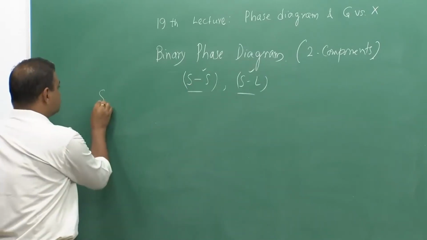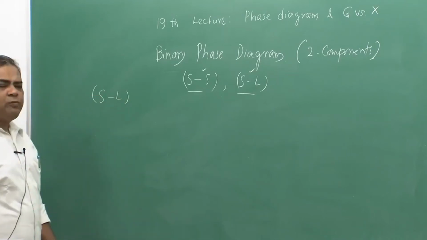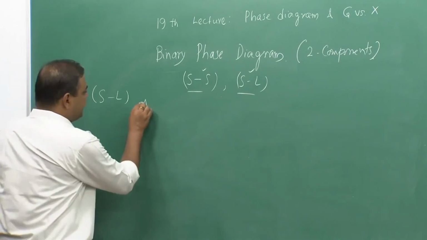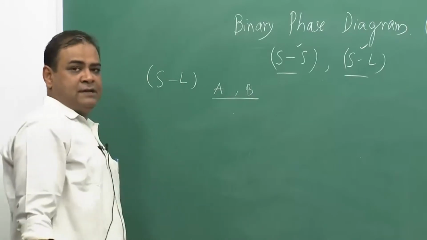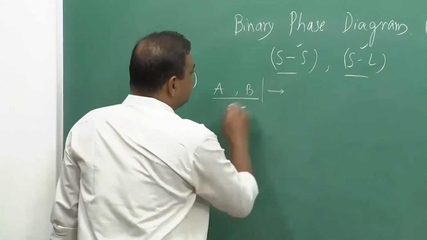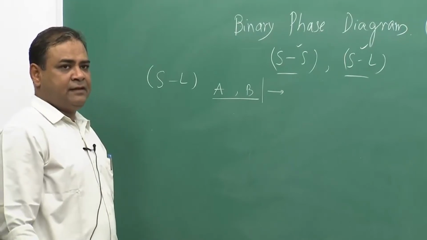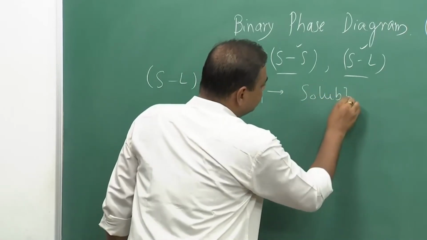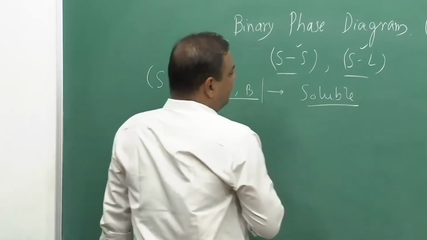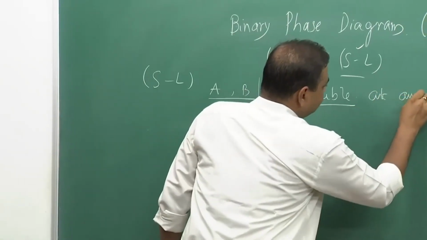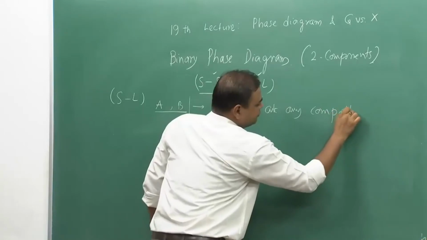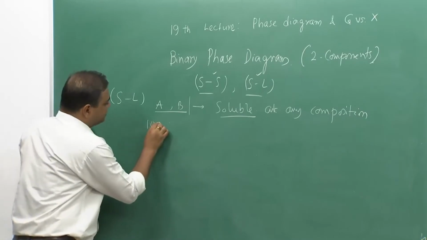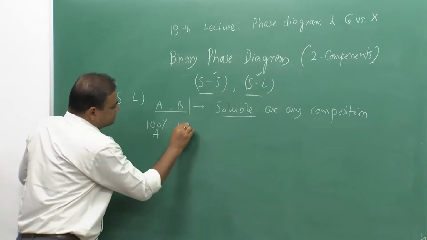Now, if I consider the solid liquid situation, there will be a number of possibilities. In the solid liquid situation, for example, if A and B are 2 components, these 2 components can get mixed completely. What it means is that they are soluble at any composition. Soluble at any composition.